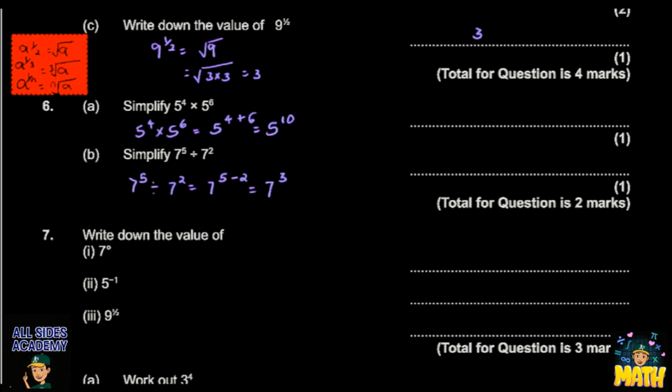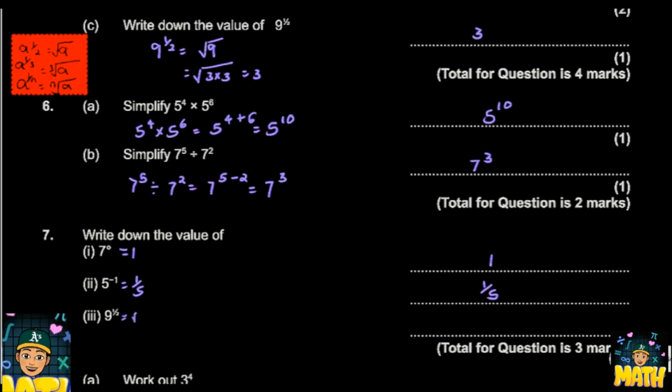Write down the value of 7 to the power of 0. I'm going to write the other answers down first: 7 to the power 3, 5 to the power 10. All right, 7 to the power 0 is 1, because any number to the power of 0 is 1. 5 to the power -1, that's a reciprocal. 9 to the power half is the square root of 9, which is the square root of 3 times 3, and the square root of 9 is 3.